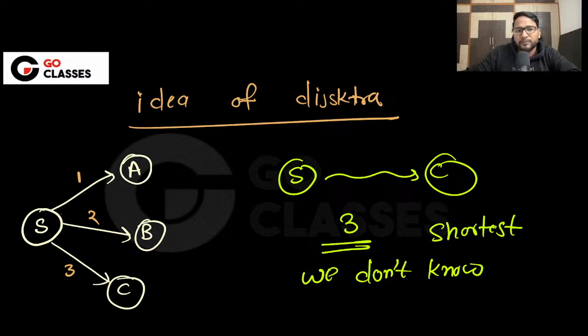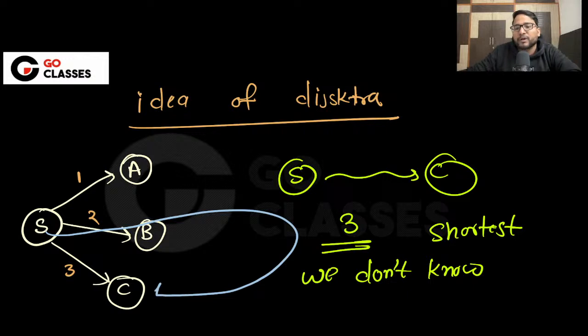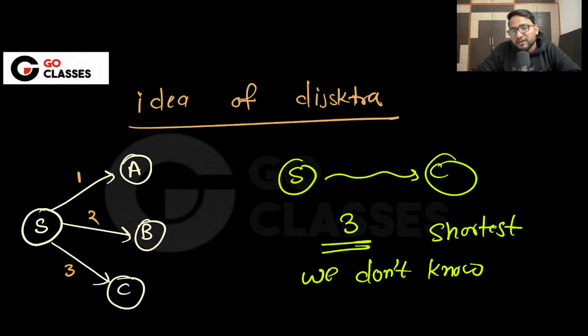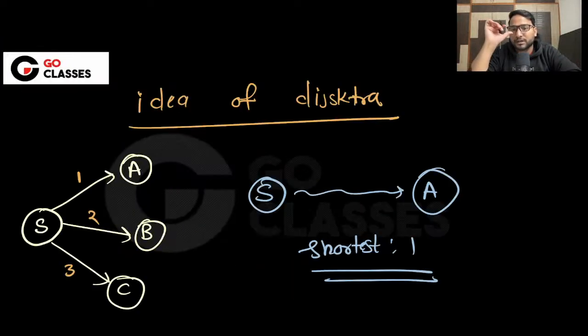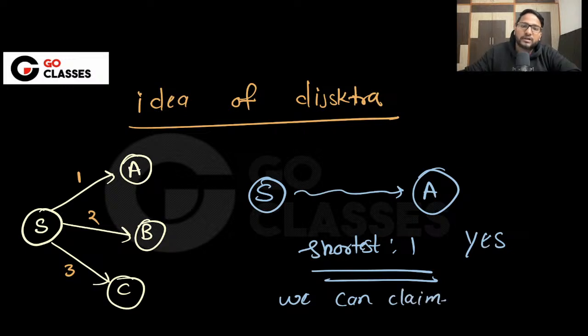The reason is very simple, because this is not the complete graph. Maybe in future from B I can come in lesser. So from S to B also we are not able to claim, because maybe via A I can come here. But just tell me, from S to A can you 100% claim? Then the answer is yes. Here we can claim. Why is that the case? Can you think about it?